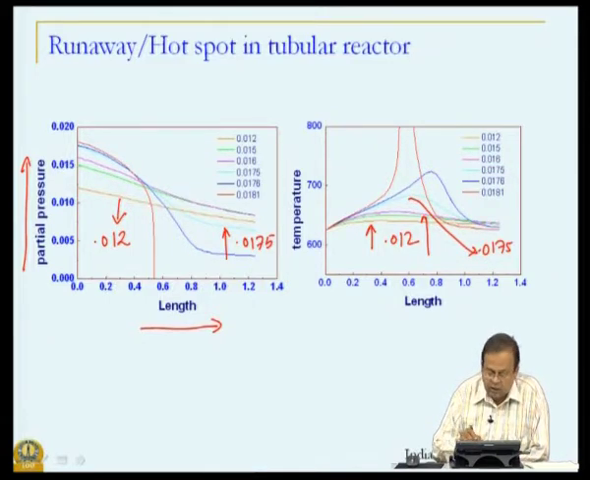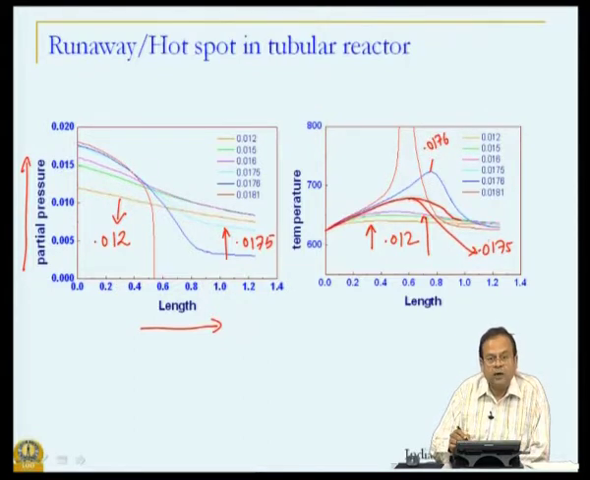a small hotspot in the reactor. This is that line, in case you are not able to see it. At 0.0176, so we have now changed it in only the third decimal place, the temperature has gone up in the reactor by the order of almost 100 degree Kelvin.